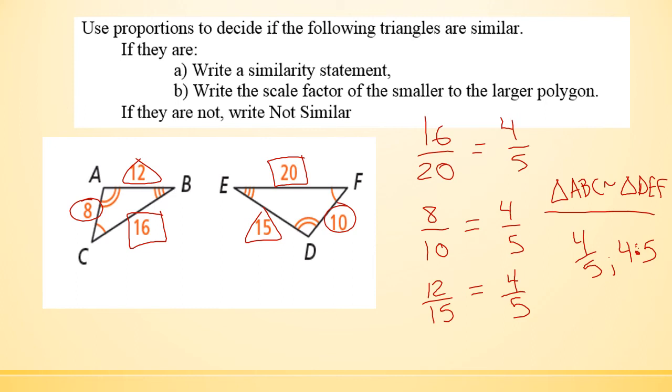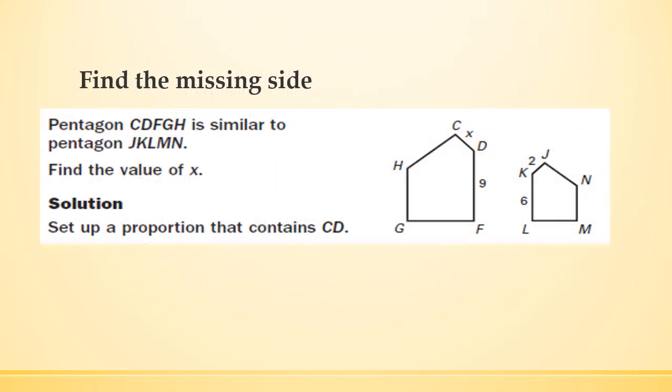I wrote it 2 different ways. You don't have to write it both of these ways. But I wrote it as a fraction 4/5 or 4 to 5 with the colon there. So now you're going to try to find the missing side. It tells you in the directions, it says these two pentagons are similar to each other. So you're finding the value of x.